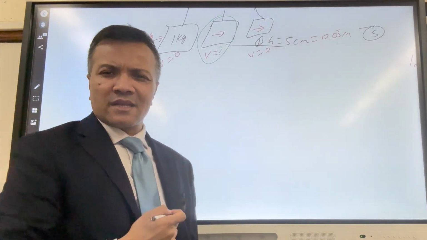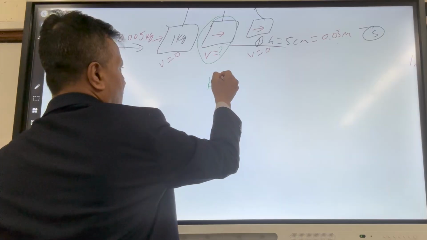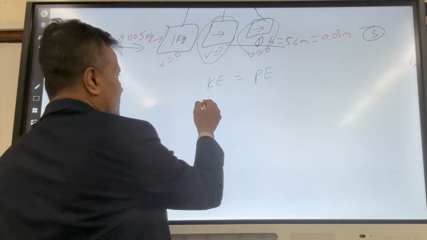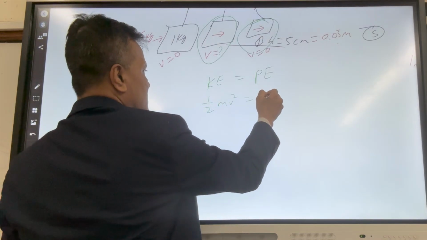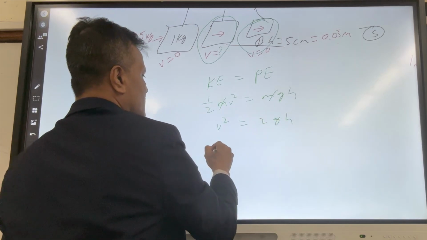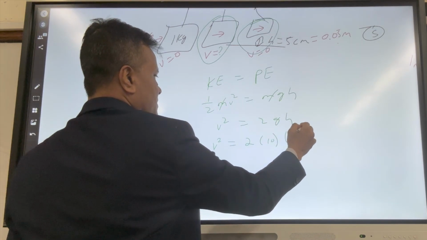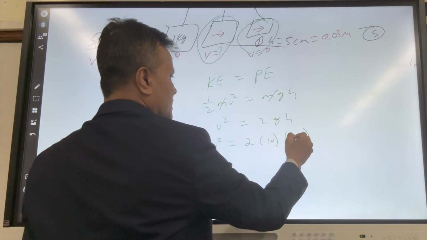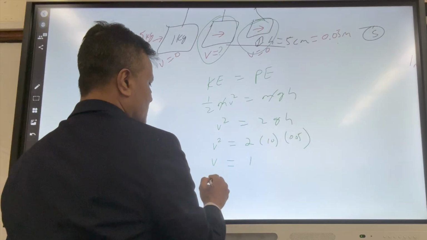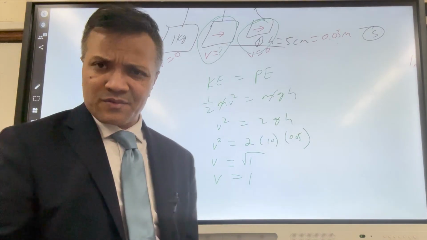How can you convert this scenario to an equation? It's very easy, KE. How can you convert this one to an equation? It's very easy, PE. KE is half mv squared, PE is mgh. So the m's cancel, so v squared is equal to 2gh. So v squared is equal to 2 times 10 times 0.05, and that gives you 1. Velocity is the square root of 1, which is 1. All right, great. That's all you need to find.